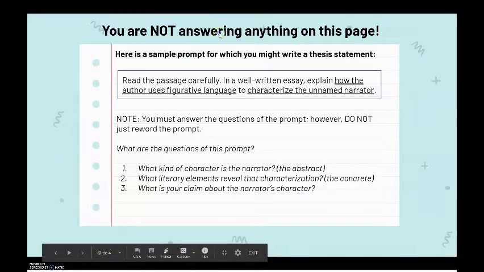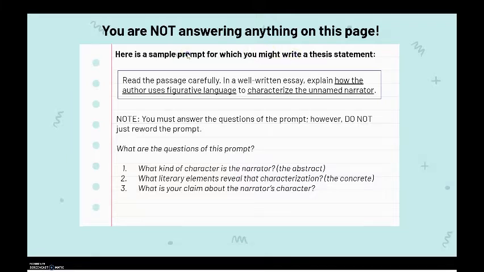Okay, please take note. You're not answering anything on this page. This is a sample writing prompt that we might see later on. So read the passage carefully, and in a well-written essay, explain how the author uses figurative language to characterize the unnamed narrator.